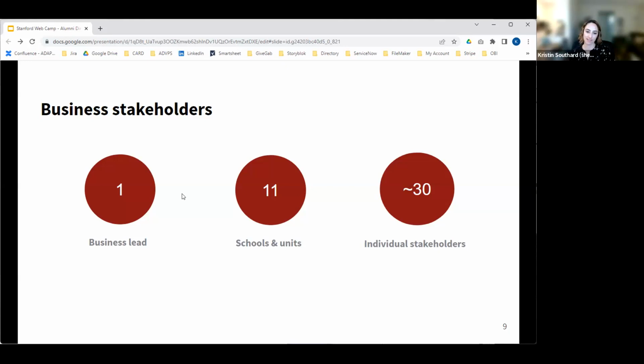As I mentioned before, we also worked with 11 different schools and units, and 30-ish individual stakeholders across the university provided input into our different requirements. There was a lot of work going into even identifying these people, and Theon really helped to identify who those people were.